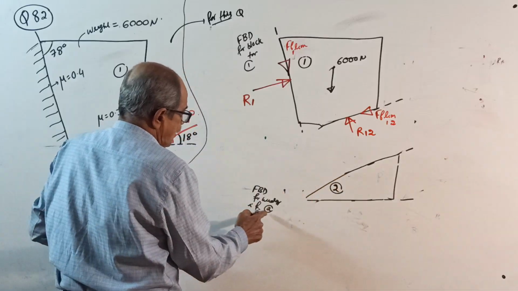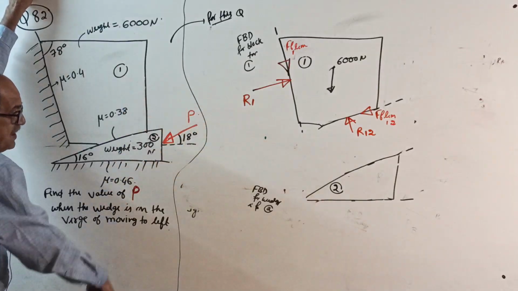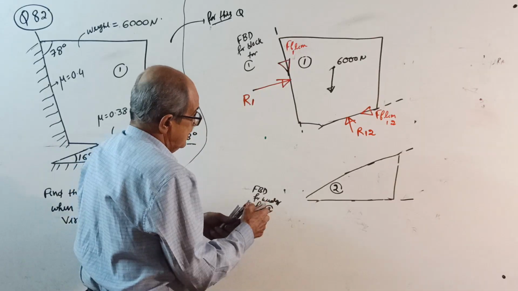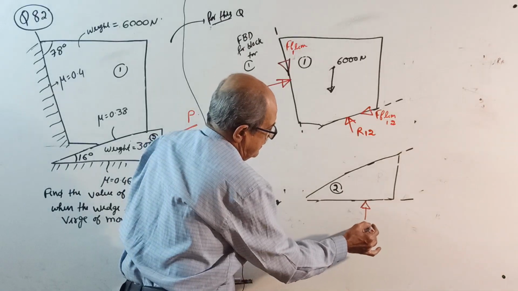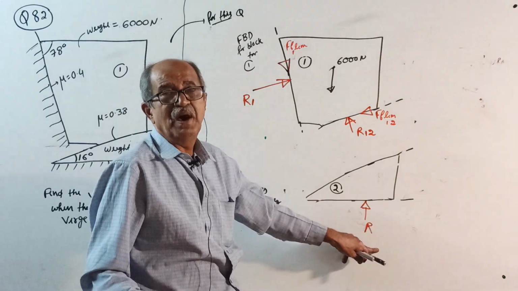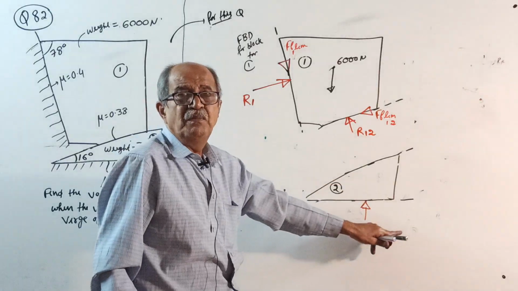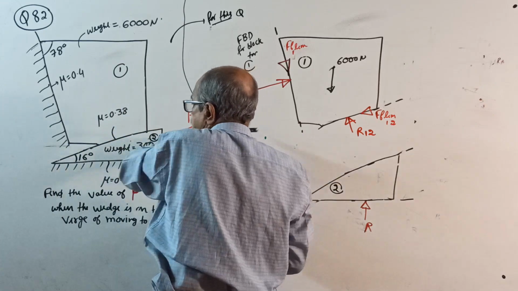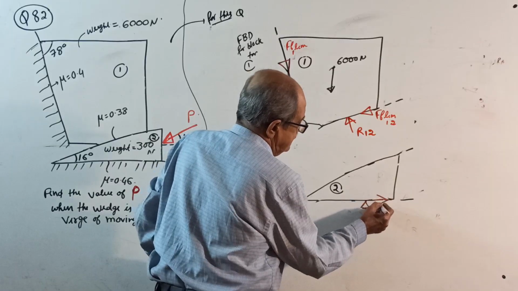Come to the next free body of 2. See here. This is contact surface. Weight down, so there is a normal reaction. Here there is a normal reaction R, where means depends upon the pressure. Somewhere you mark normal reaction R for block 2 from the base. Suffix not required. And this wedge is moving left side, so friction is right side.